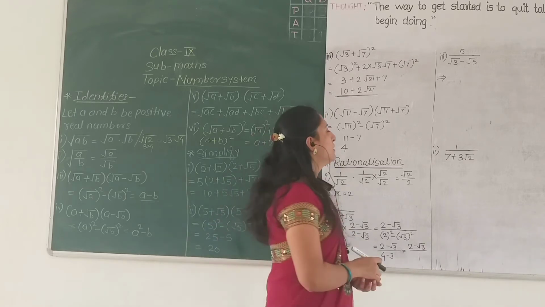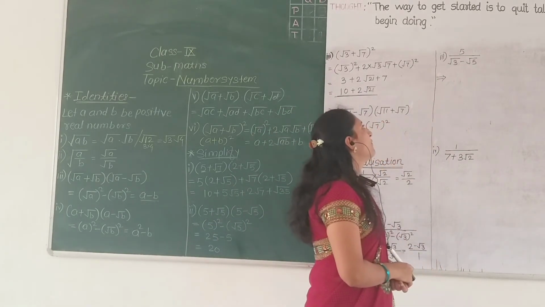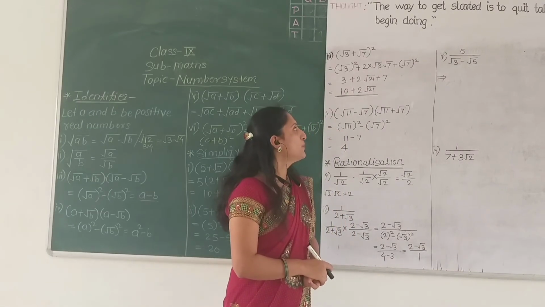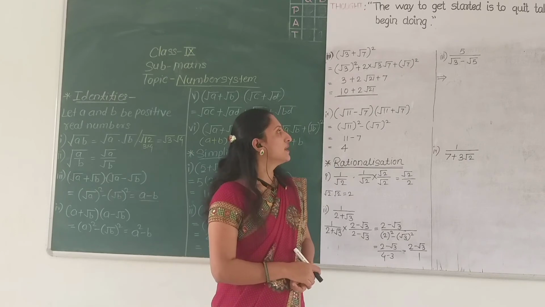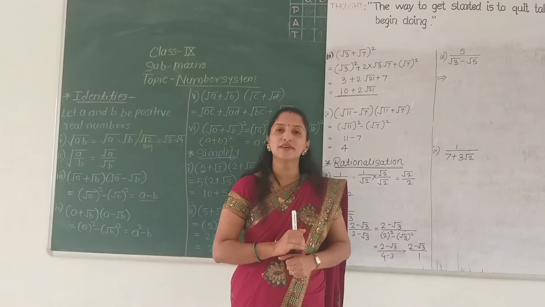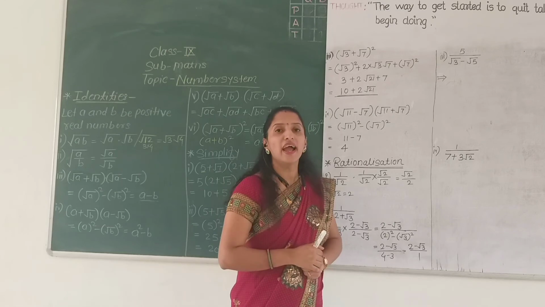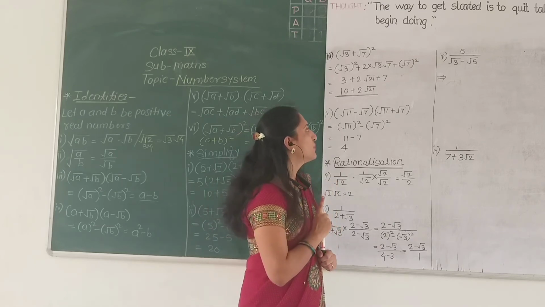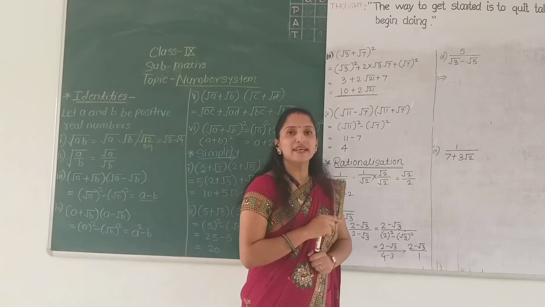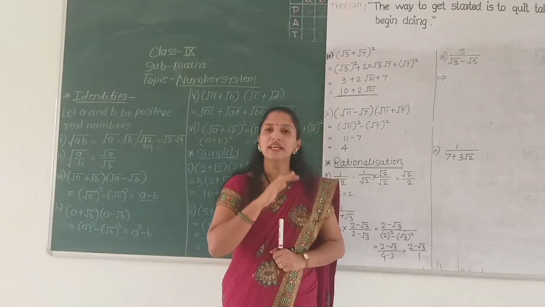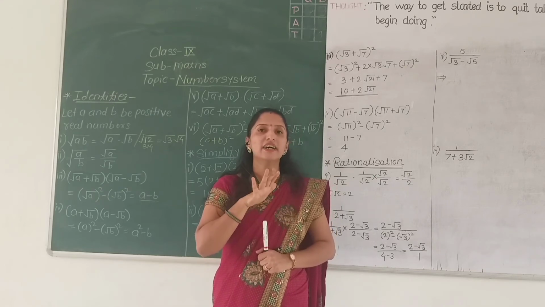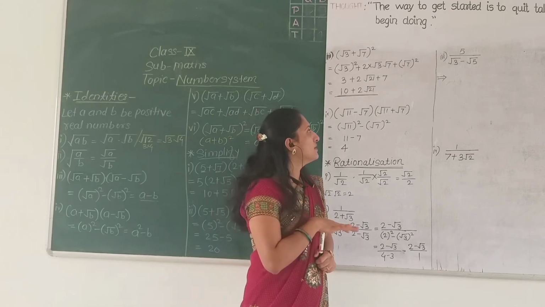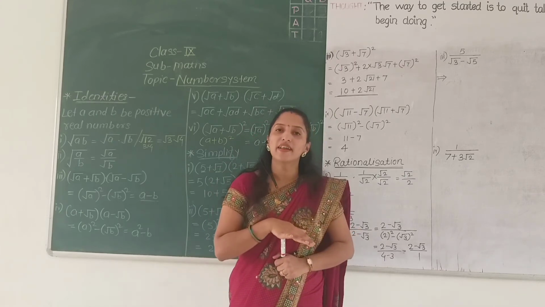Okay. Now consider one more example: 5 upon root 3 minus root 5. Here also the denominator contains square root terms, root 3 and root 5. Now we have to convert this 5 upon root 3 minus root 5 into an equivalent expression in which the denominator contains a rational number.